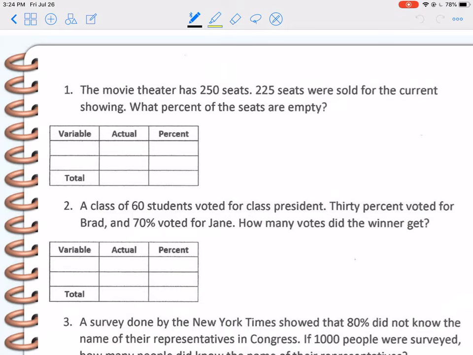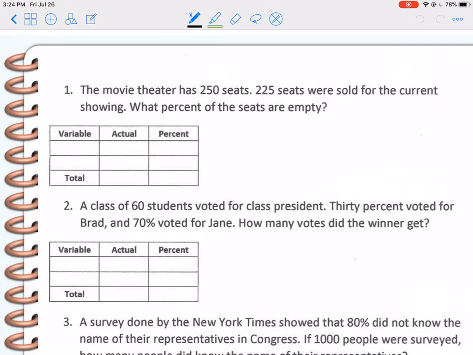Okay, page 38, problem number 1. The movie theater has 250 seats. 225 seats were sold for the current showing. What percent of the seats were empty?